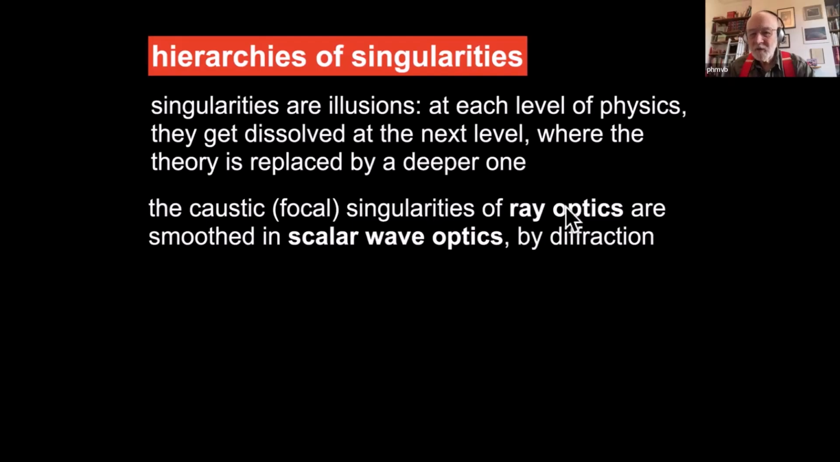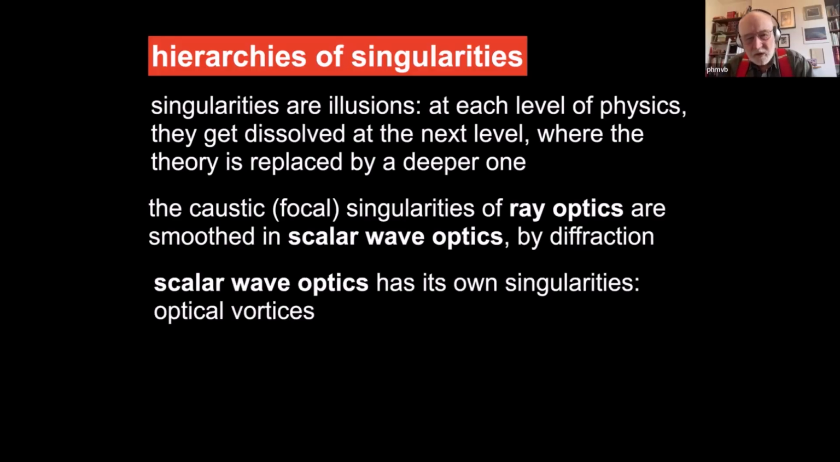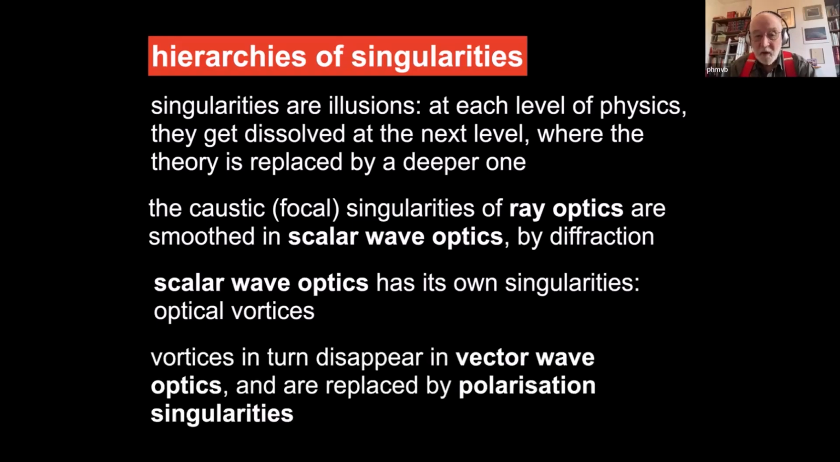Well, you've seen this. The caustic singularities of ray optics are smoothed in scalar wave optics by diffraction. And I showed you these scaling laws, which describe very precisely the type of smoothing and fine structure when you go from rays to scalar waves. But of course, scalar wave optics has its own singularities, optical vortices, where the phase is singular. Phase is the new concept introduced when you go from rays to waves. And vortices in turn disappear when you go to vector waves. There are too many components for a vector electromagnetic field to vanish naturally in a complex vector field in 3 dimensions. And then instead you get polarization singularities.